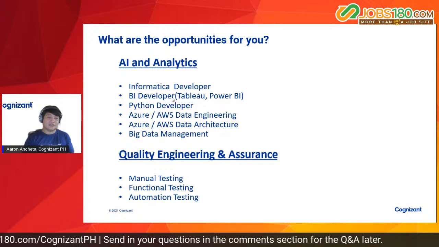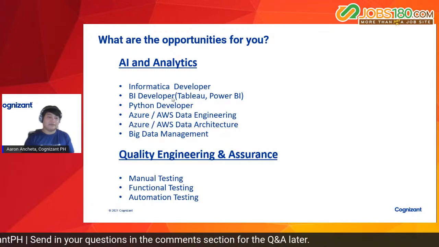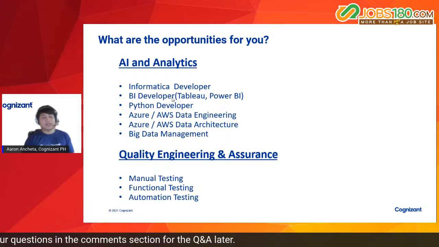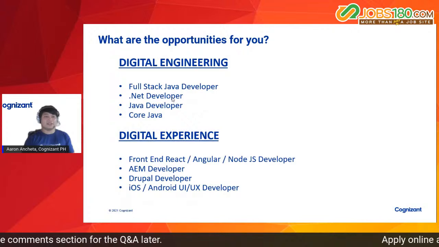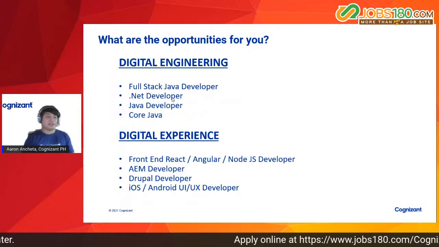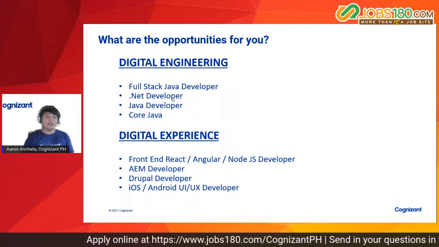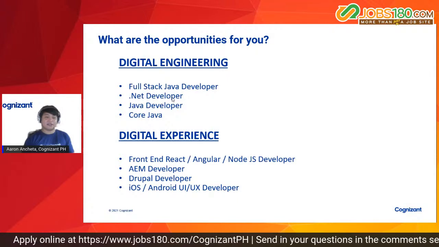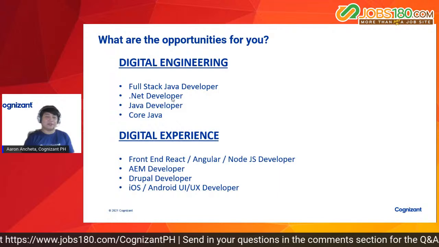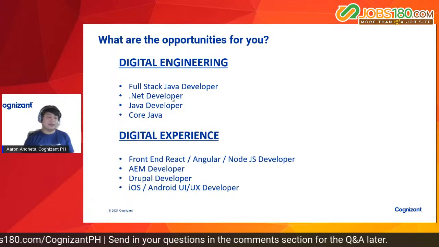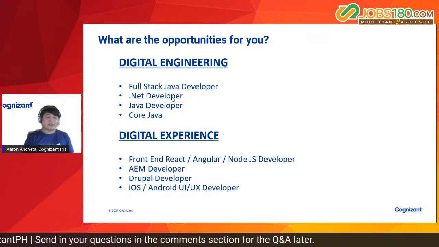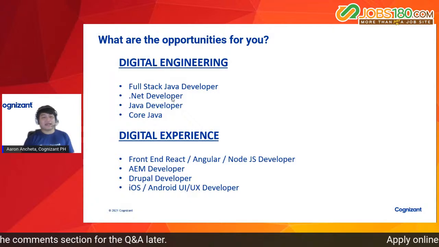For quality engineering and assurance, we have manual testers, functional testers, and automation testers. Digital engineering, we have Java developers, core Java, .NET developers. For digital experience, for the front end side of things, we have Angular developers, Node developers, React developers, Drupal developers, and also mobile developers, Android and iOS.